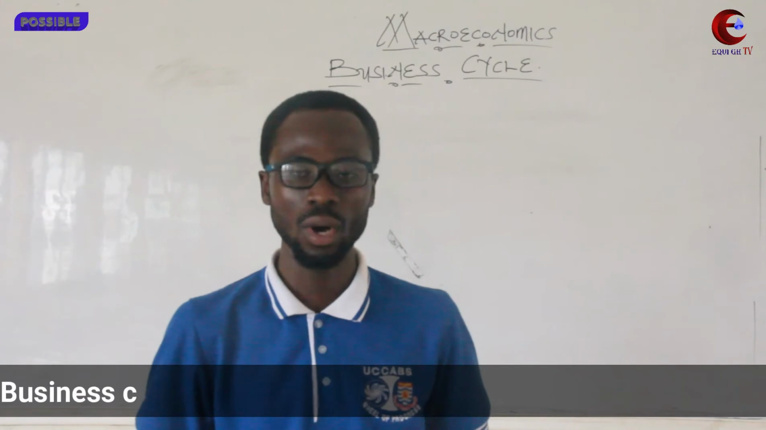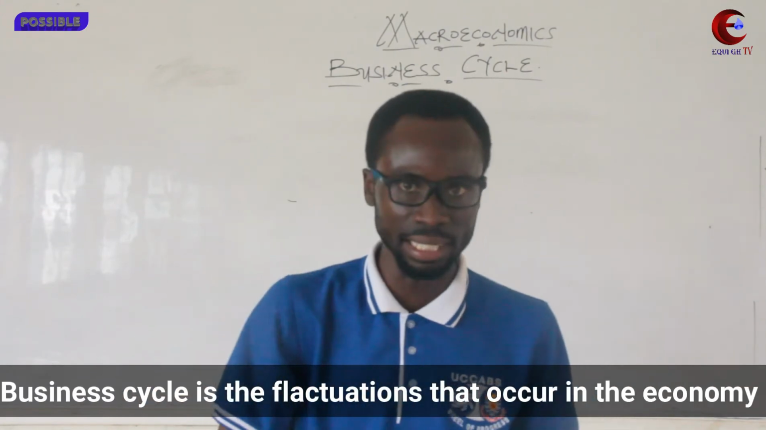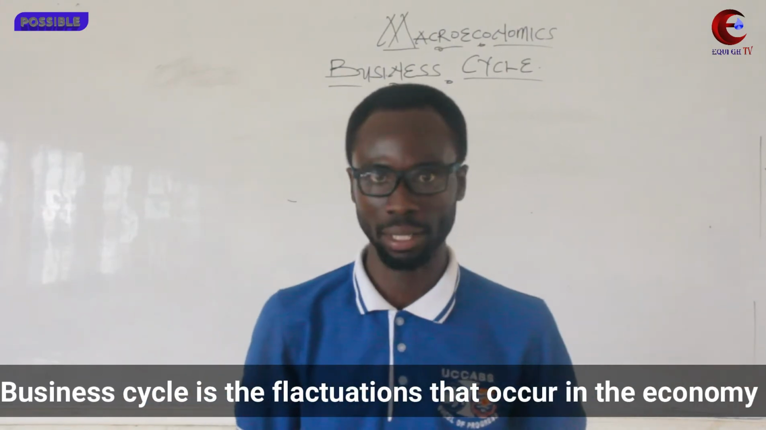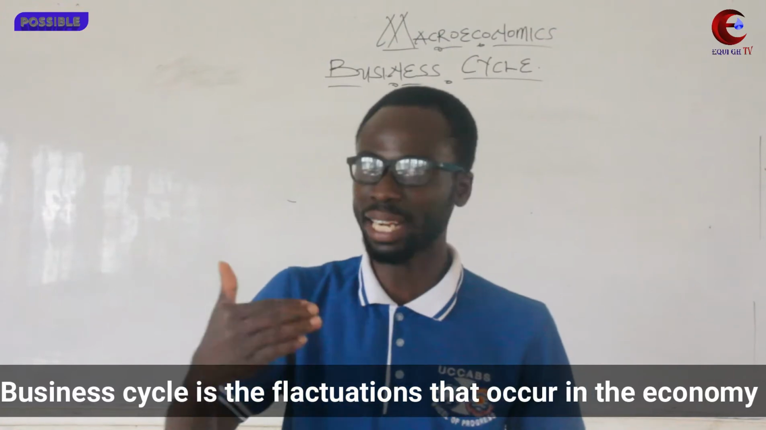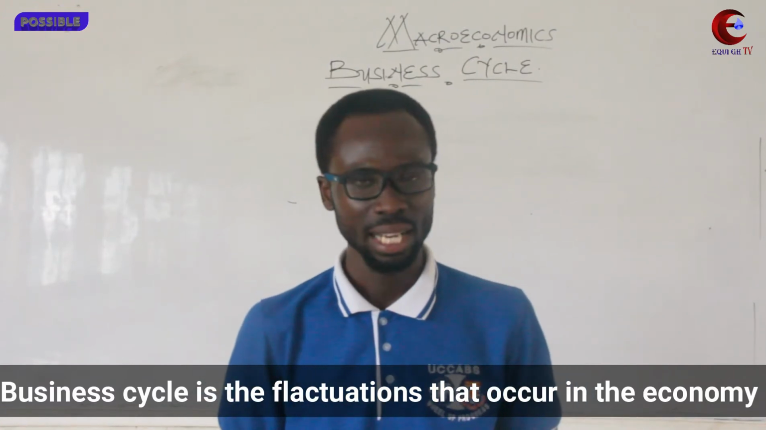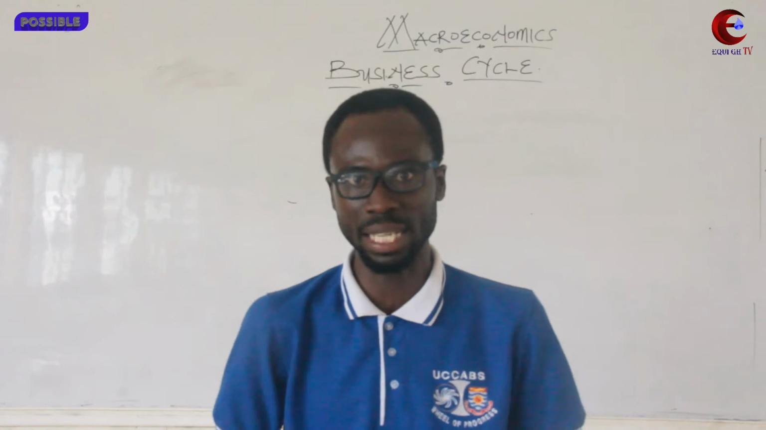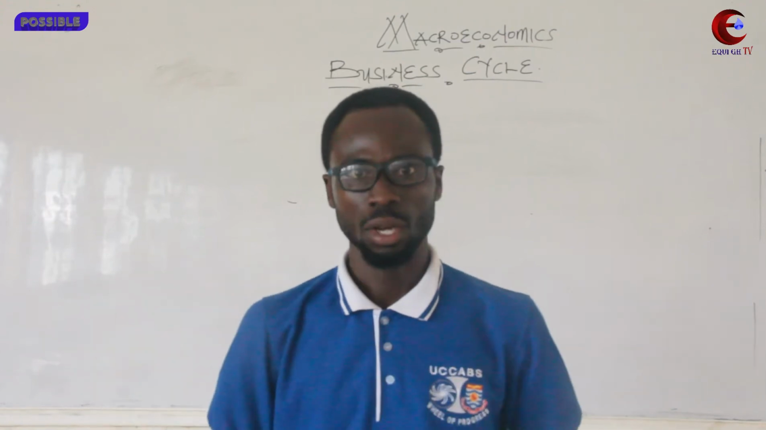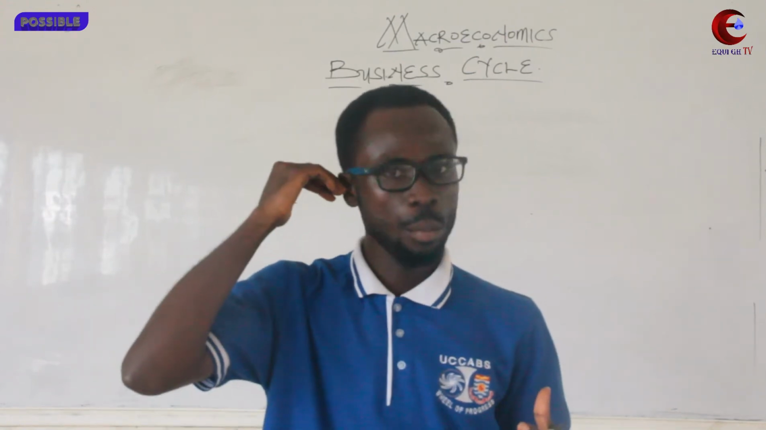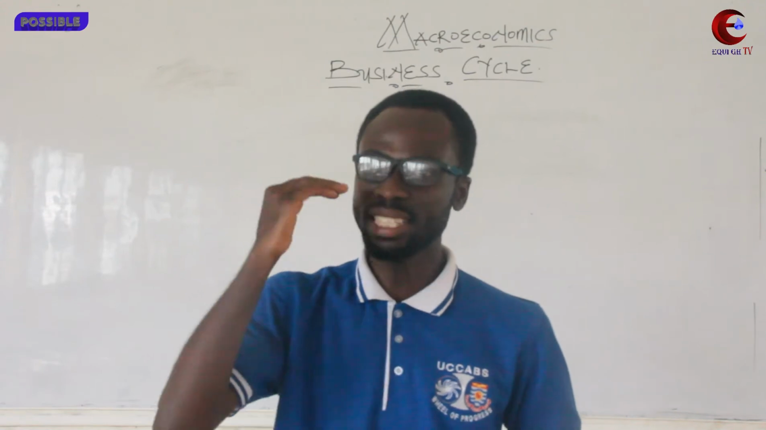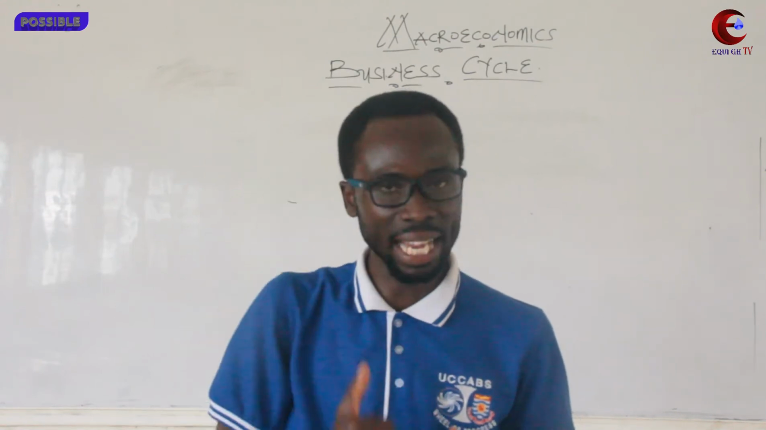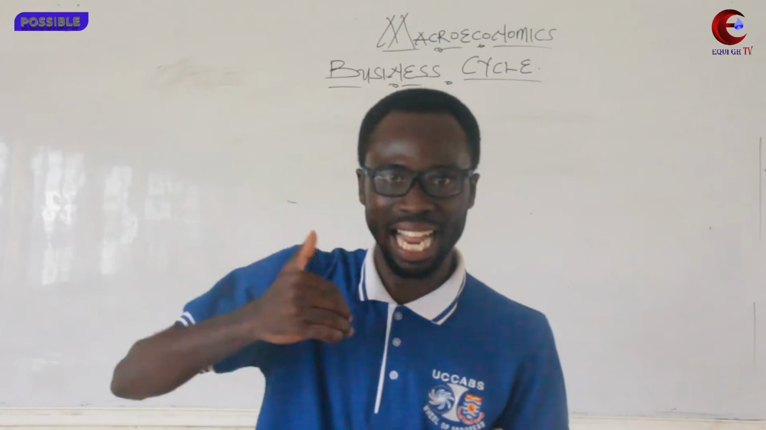So the business cycle is the fluctuation that occurs in the economy. And what at all is the economy? The economy is the activity that takes place. So putting it there, we could say that the business cycle is a fluctuation that occurs in economic activities.